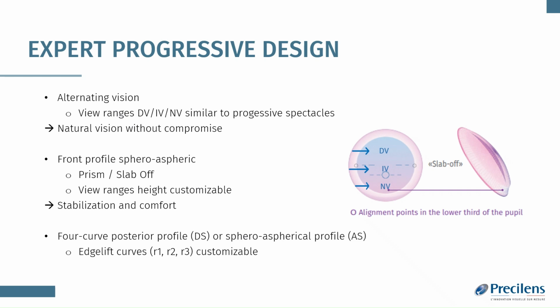The anterior profile is sphero-aspheric. It has a prism in order to ensure a stabilization of the lens and a good orientation of the visual ranges, and a slab-off, which allows to obtain a more ergonomic lower edge in order to obtain a more natural and comfortable support on the lower eyelid. The posterior profile is quadricurves in most cases, but it is also available in sphero-aspheric with a single diameter of 9.80. The edge lifts are customizable, as well as the height of the viewing ranges.